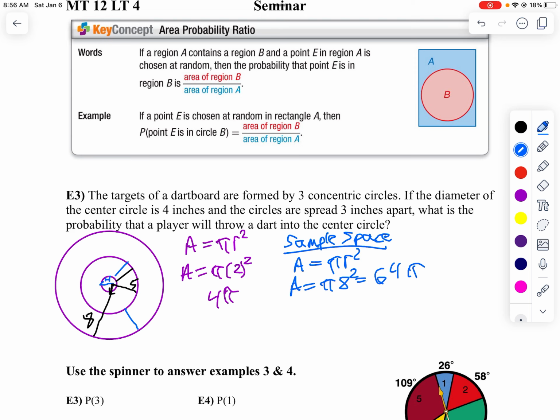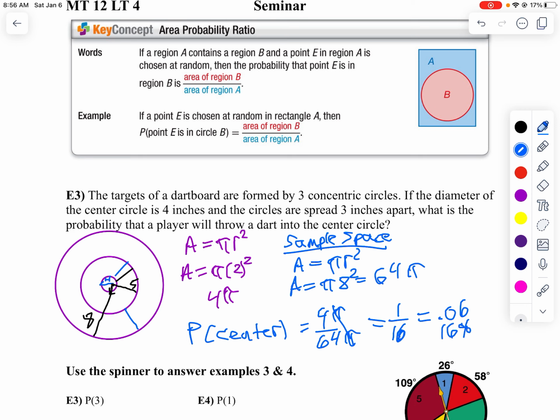Then I'm going to find the area, or the probability, of being in the center. Well, that's going to be 4 pi over 64 pi. Notice I left my pi's out because they reduce. And I get 1 over 16. 1 over 16 is kind of hard to understand. So I'm going to change that to a decimal. So that's about 0.06 or 16%. Now, is it truly 16%?